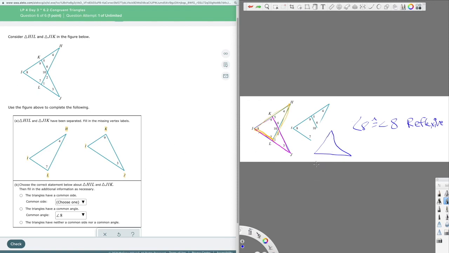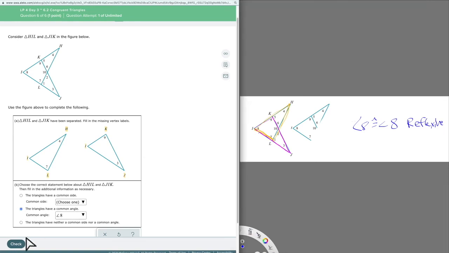So they're just having you practice this idea here. So I'm going to go ahead and go, oh, it'd help if I clicked the button. And all right, we are good to go.